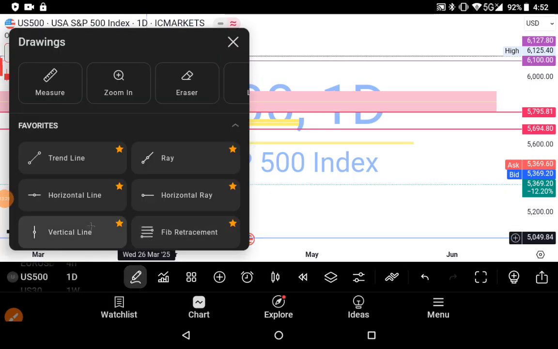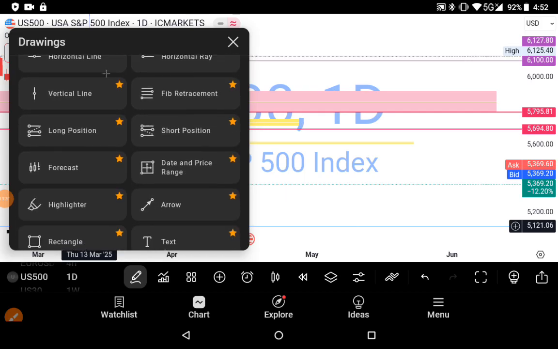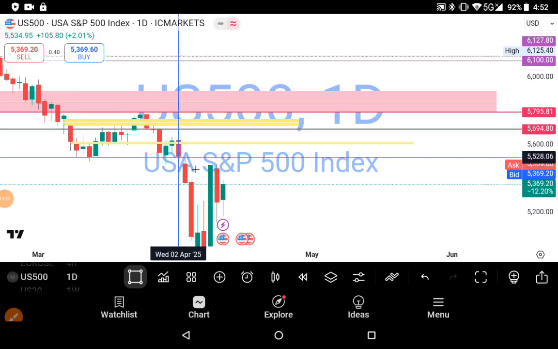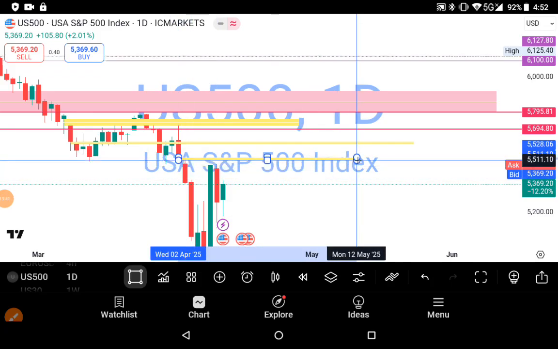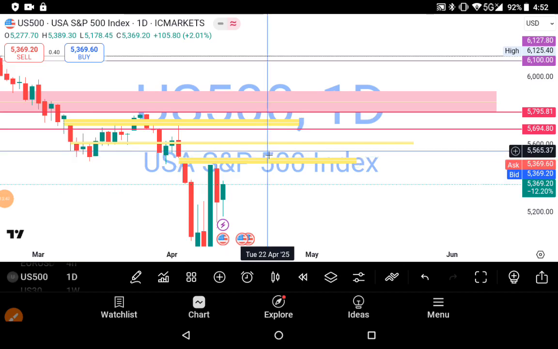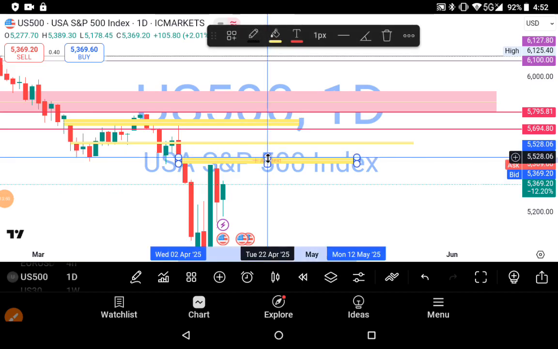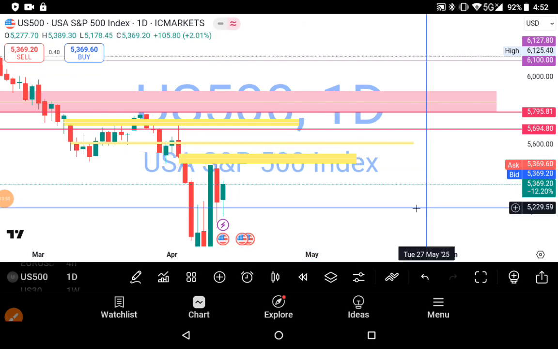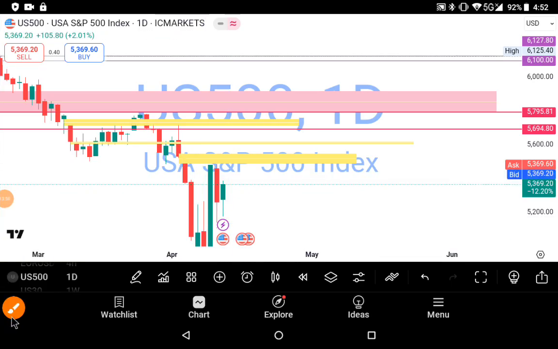So the coming week, I'll be expecting the market price to gravitate into that yellow shaded area. So I'll be expecting the market price, I'll be watching the market price going into this. So that will be around 5500.